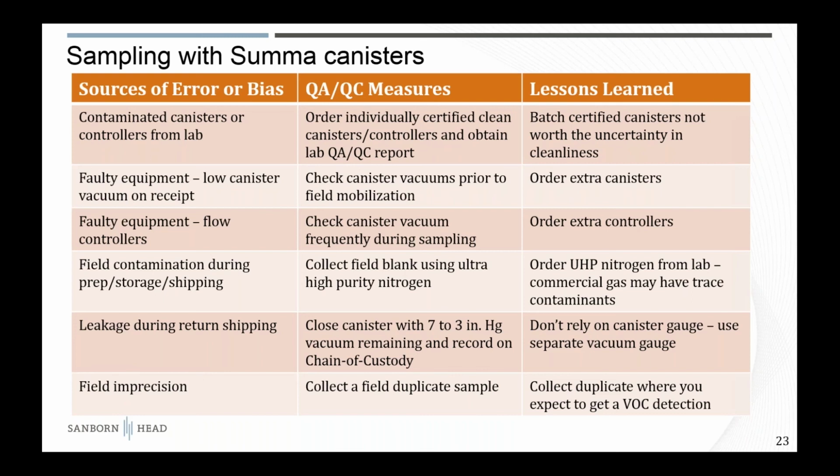We sometimes run into faulty equipment. The flow controllers, the device that controls how long a sample you're getting, the 8-hour or the 24-hour flow controller, those can often be faulty, and you find out halfway through your sample that you're just about at the end of the vacuum and you haven't got to 4 hours yet. So having some backup controllers on hand can be beneficial.